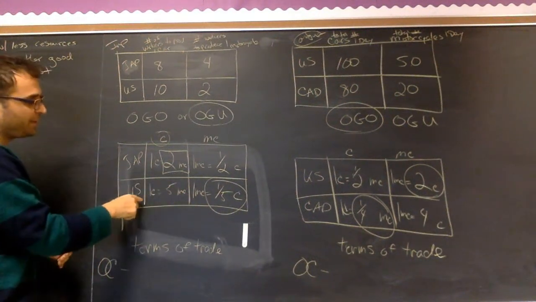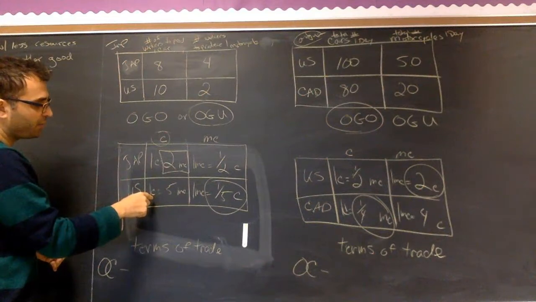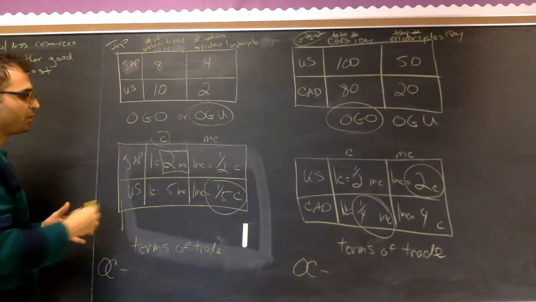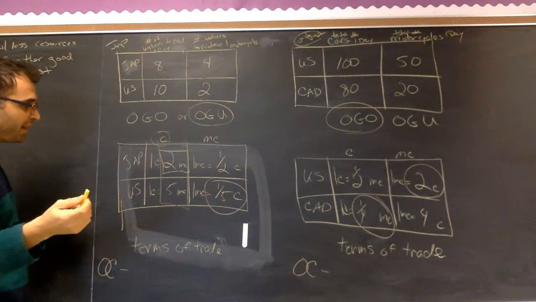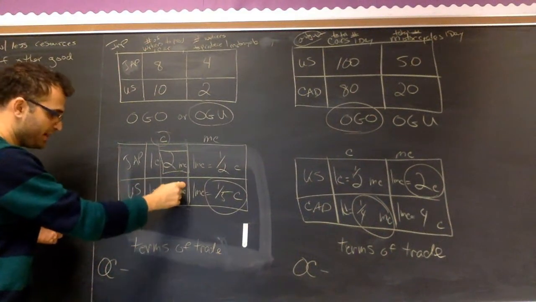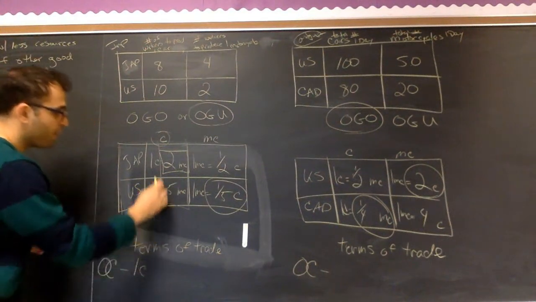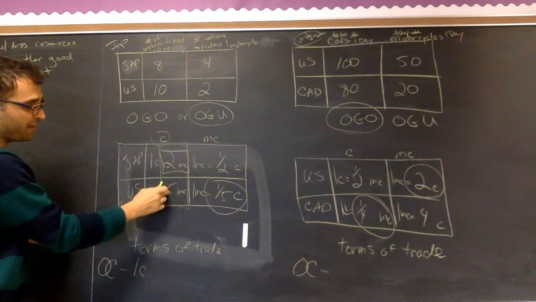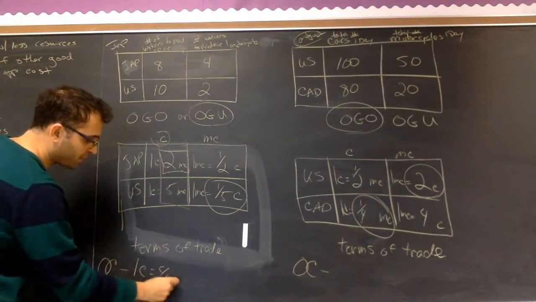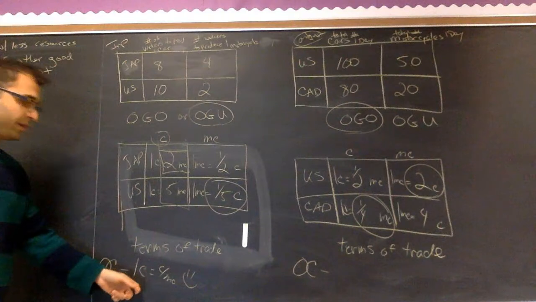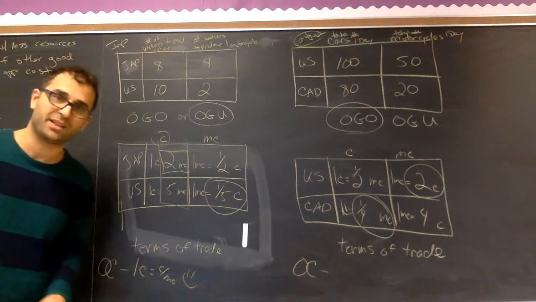For the U.S., they produce... So we're going to look at these opportunity costs and say a successful terms of trade will be any number in between here. 1 car for anything between 2 and 5. So we'll say 4. 1 car for 4 motorcycles is a successful trade for both countries.